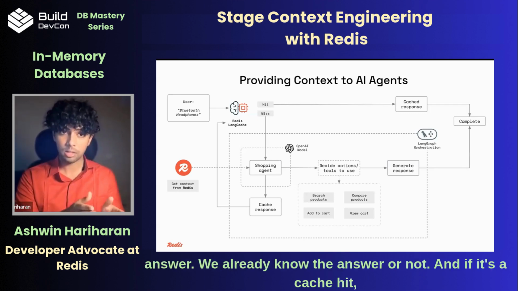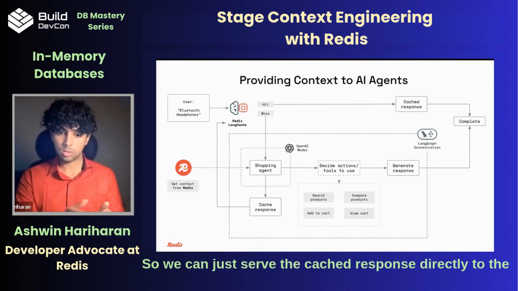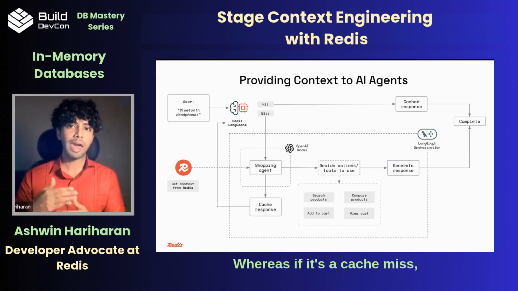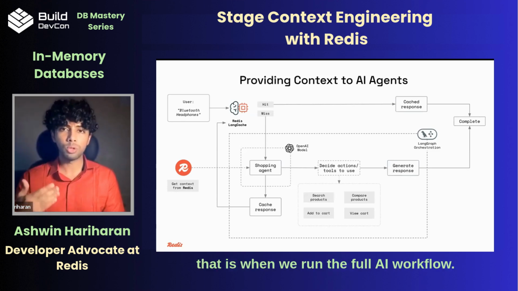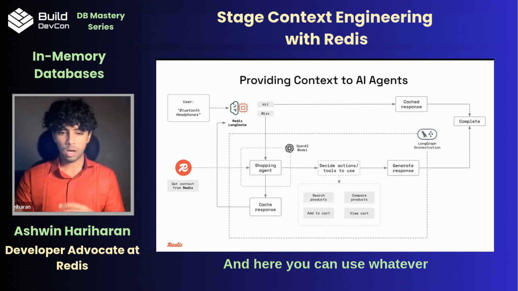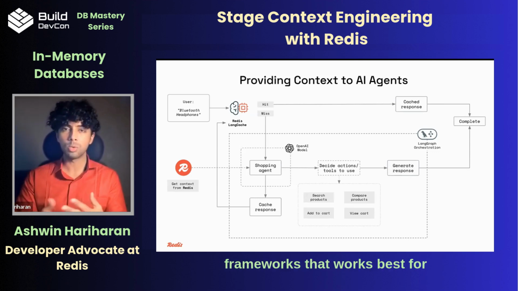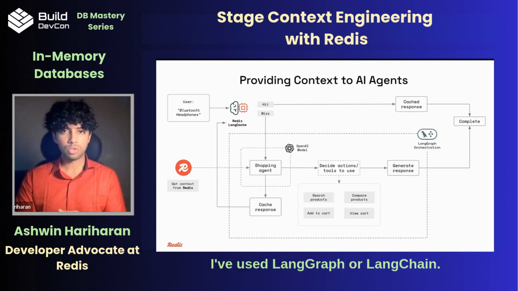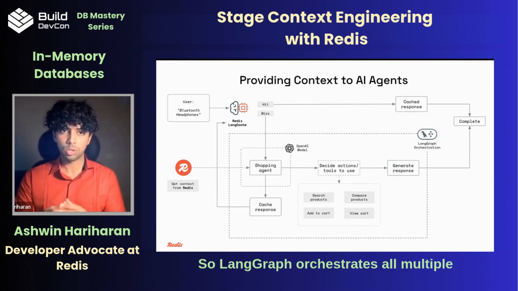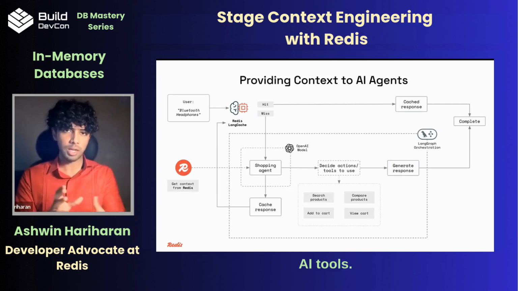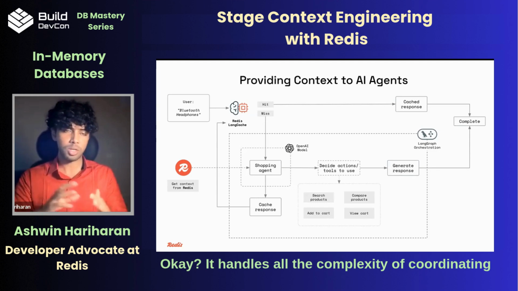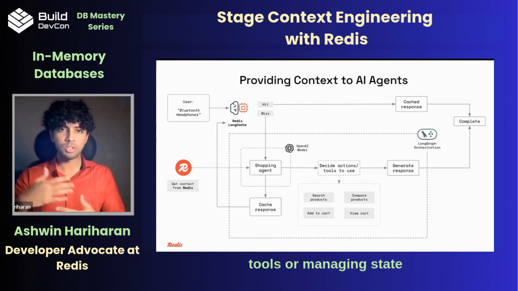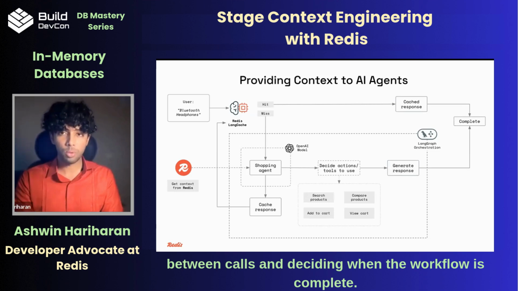And if it's a cache hit, it means instant response. Okay, so we can just serve the cached response directly to the user. Whereas if it's a cache miss, that is when we run the full AI workflow. Okay, and here you can use whatever frameworks work best for your specific use case. In my project, I've used LangGraph or LangChain. So LangGraph orchestrates multiple AI tools. It handles the complexity of coordinating tools, managing state between calls and deciding when the workflow is complete.